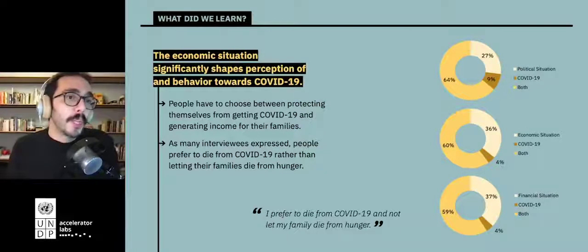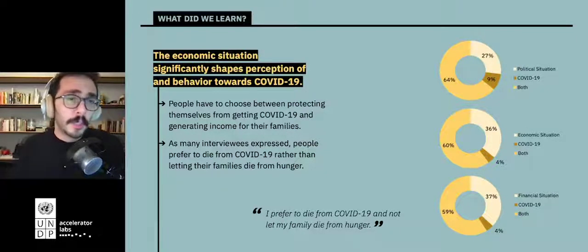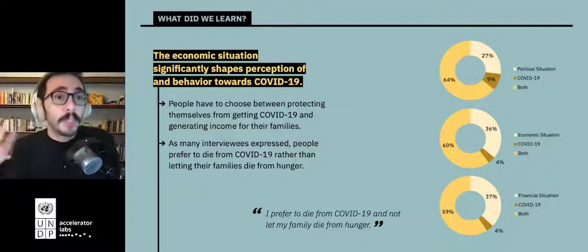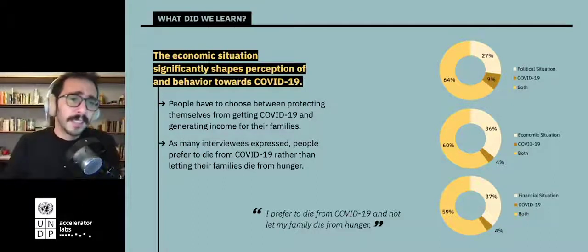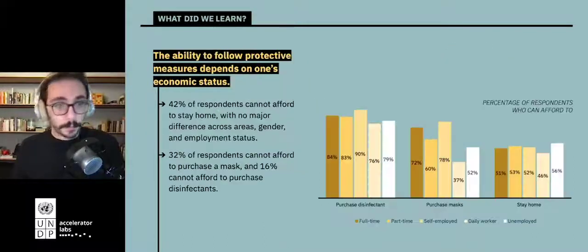The economic situation significantly shapes perceptions of and the behaviors towards COVID-19. People have to choose between protecting themselves from getting COVID-19 and generating income for their families. This is something that we saw in the past couple of weeks in Tripoli. As many interviewees also expressed, people prefer to die from COVID-19 rather than letting their families die from hunger.